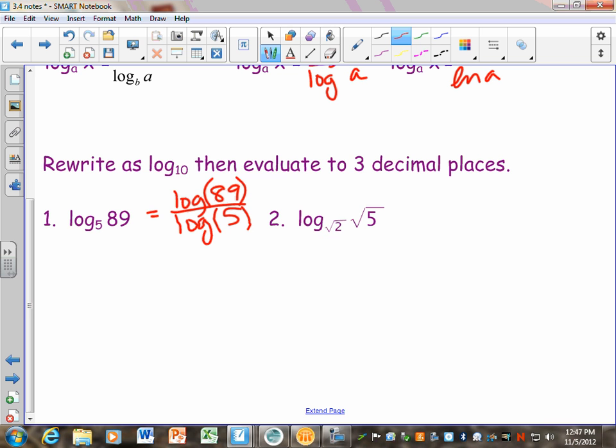But I'm just going to type log of 89 divided by log of 5. And I believe we get an answer to 3 decimal places of about 2.789. If you didn't get 2.789, then that means you typed something in your calculator wrong.